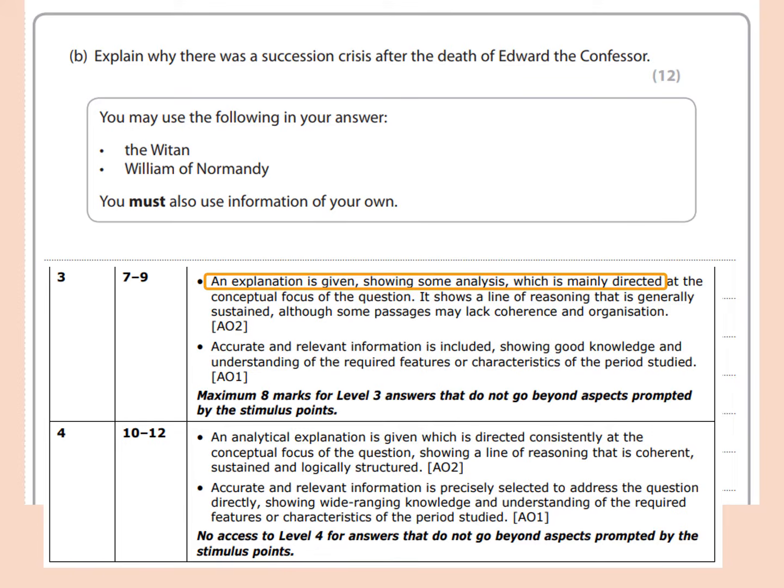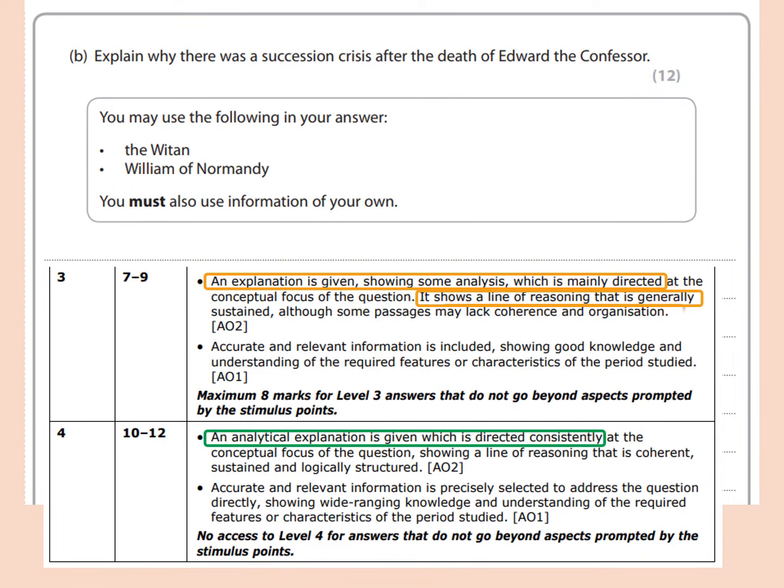In level 3 it says an explanation is given, showing some analysis which is mainly directed at the conceptual focus of the question. But compare that to level 4. An analytical explanation is given which is directed consistently at the conceptual focus of the question. So it's really important for level 4 that you are not only consistent but you're really to the point and you don't deviate away to other issues. You keep it focused on the question. Why was there a succession crisis?